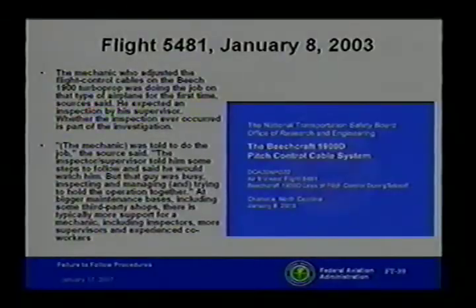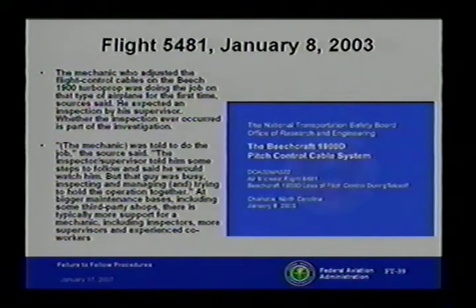And what I want to do is just say that the mechanic who adjusted the controls was inexperienced. He was expecting an inspection, and according to the investigation, we don't know if that inspection, or the secondary inspection, ever occurred or not. And it's still part of the ongoing investigation. He was told to do the job. The inspector told him some steps to follow and said he would watch him.